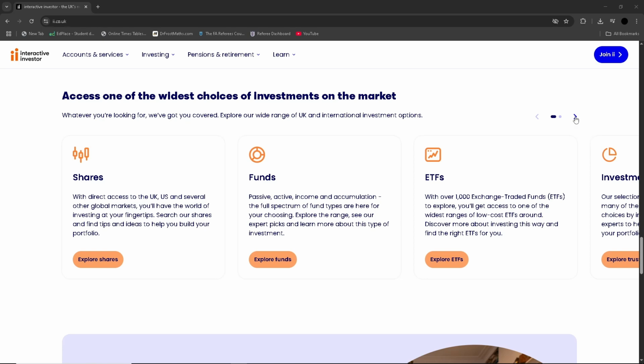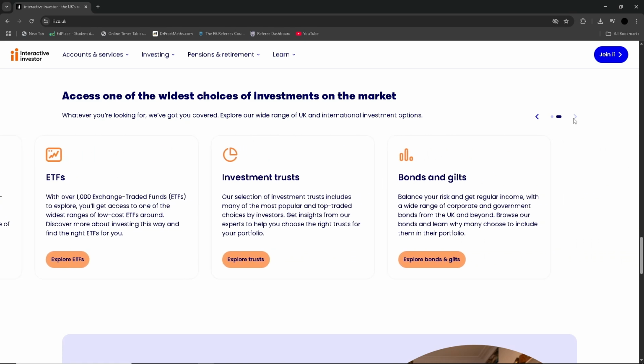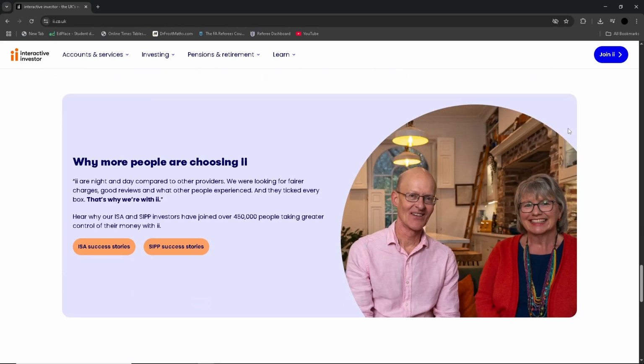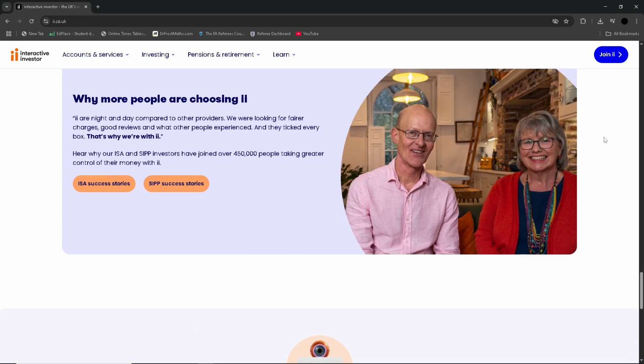Additionally, Interactive Investor supports joint and junior accounts, which makes it good for family investment options. It allows integration with existing pensions or SIPPs, providing flexibility with retirement planning. The platform regularly wins awards for customer service and support, and even investment choice.